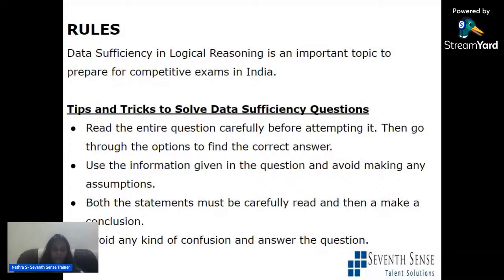First point is, read the entire question carefully before attempting it, and then go through the options to find the correct answers, and use the information given in the question and avoid making any assumptions. So here, only assumptions won't work at every question. Third point is, both the statements must be carefully read and then make a conclusion. And fourth important point is, avoid any kind of confusion and answer the question properly. So how can you do that? We'll see the example first.